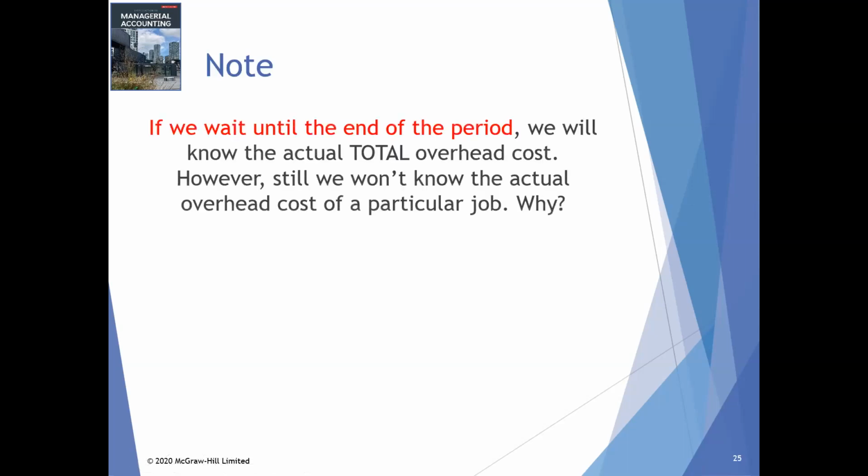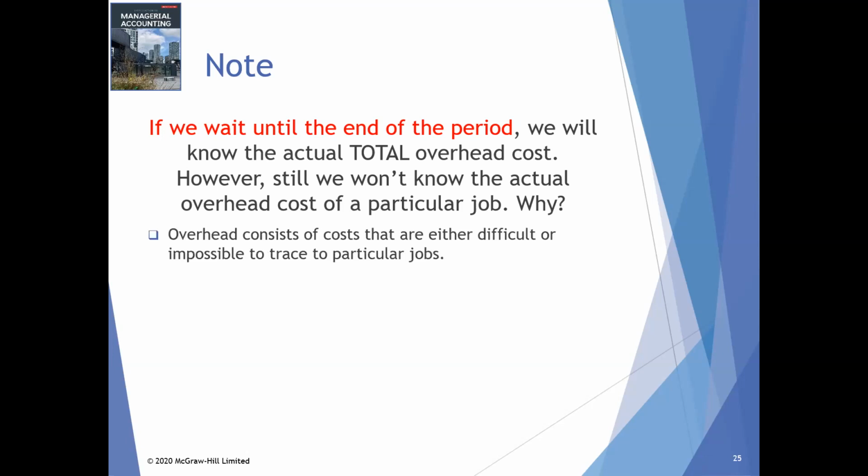If we wait until the end of the period, we will know the actual total overhead cost. However, we still won't know the actual overhead cost of a particular job, because the overhead consists of costs that are either difficult or impossible to trace to a particular job. It's very difficult. Difficult to trace costs include the cost of indirect material, like glue in a furniture factory. For example, in a furniture factory some glue is used, right? It is very difficult to trace how much glue is used for a number of chairs or tables.